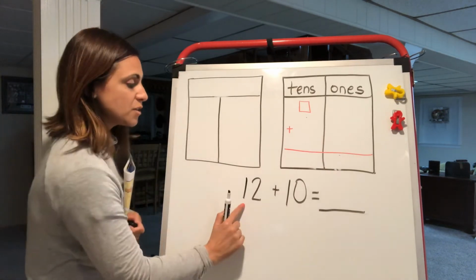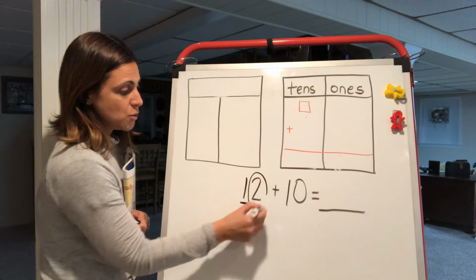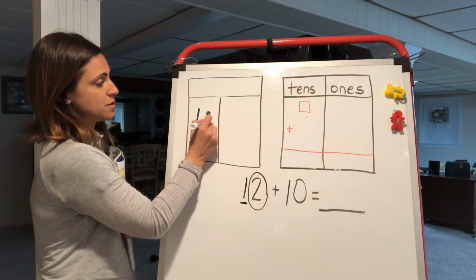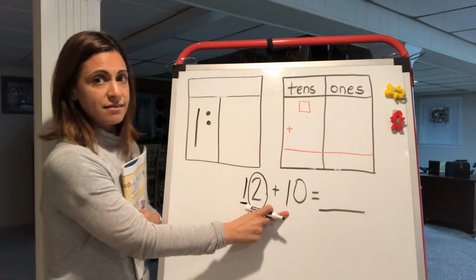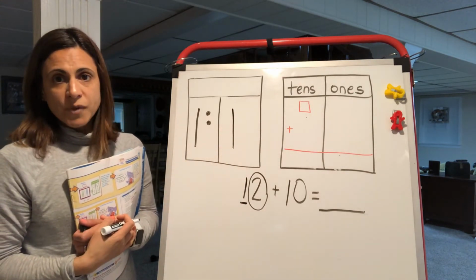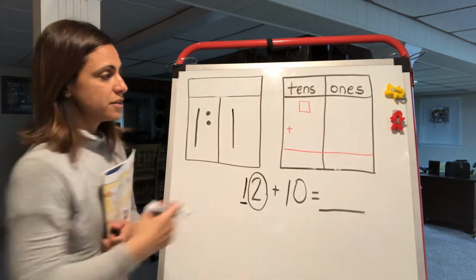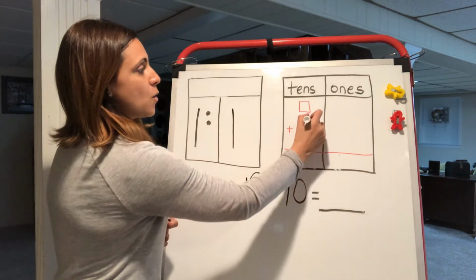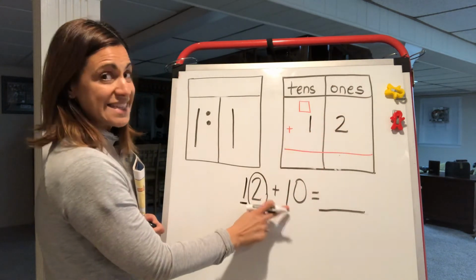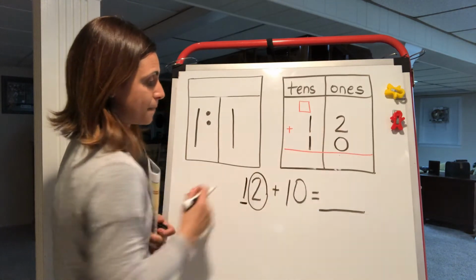Okay? So 12. 12 has one group of 10 and 2 ones. 10 is one group of 10. Okay, now we're going to write these two numbers on our vertical addition table. 12 is one group of 10 and 2 ones, plus 10 is one group of 10 and 0 ones.